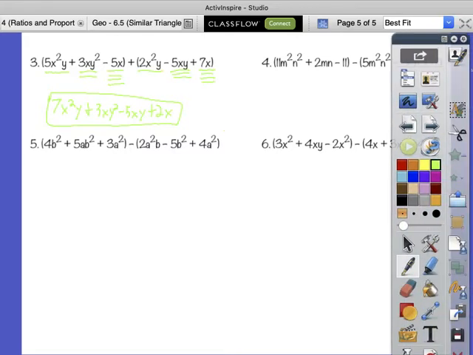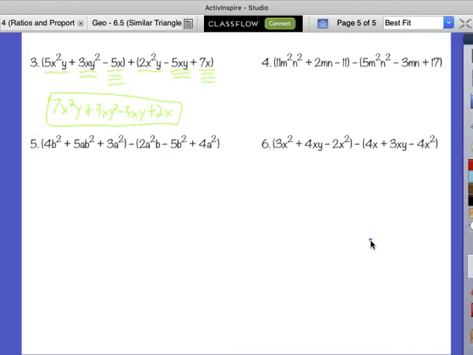Number four. I want you guys to try this. If you're done or have questions, raise your hand on number four. Be really careful with our signs on this one. That's our hint.